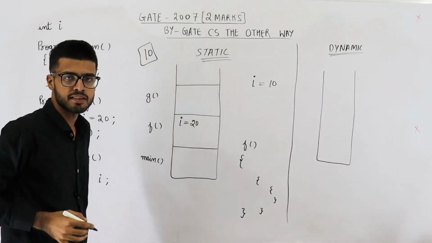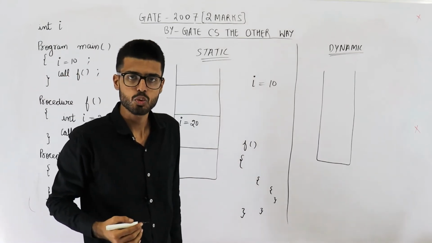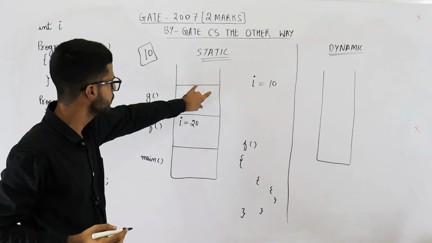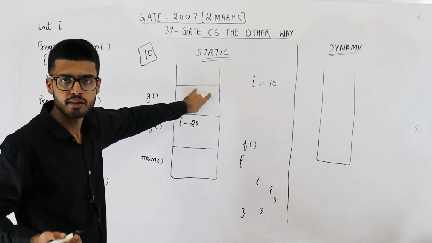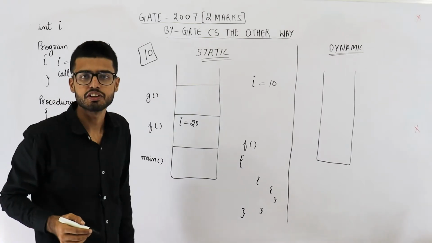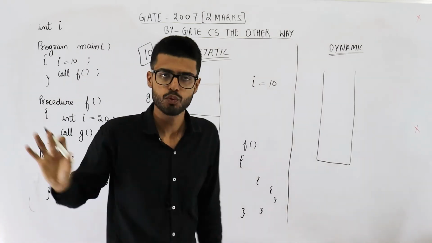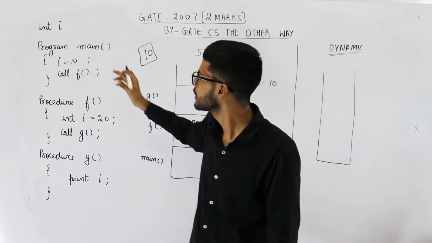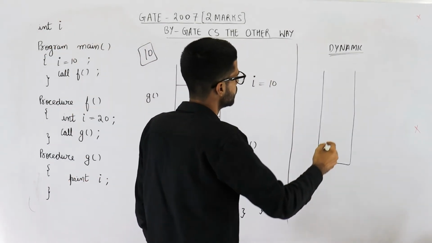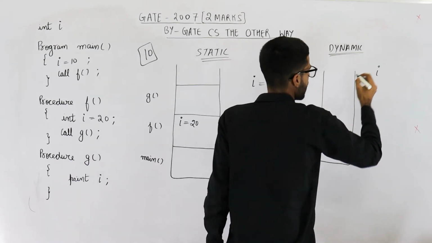Okay. Now let us discuss what will happen in dynamic scoping. Dynamic scoping says, if currently you are executing here and you cannot find any variable, just look in the lower activation record. Okay, let me just explain it with this example only. So first thing is declare this variable I in data section. So variable I is declared.